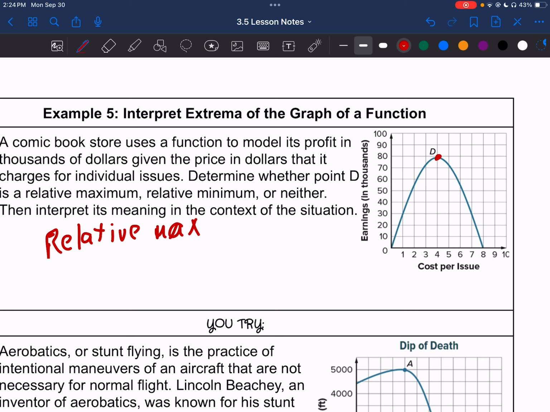All right, that's a relative max. And now it also asked us, what is the meaning of it in the context of the situation? Well, what's being maximized? What are we at our highest of? If we look at our scale on our y-axis, we have the highest earnings. So we have the most earnings when we are at point D.